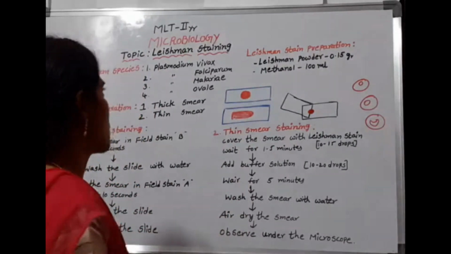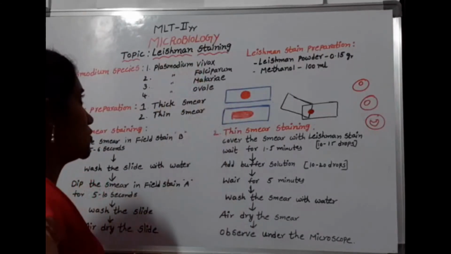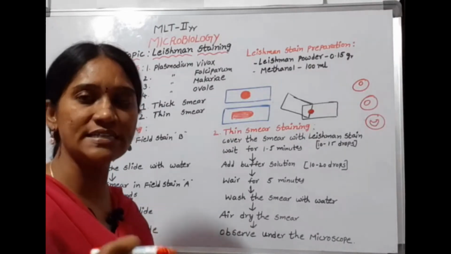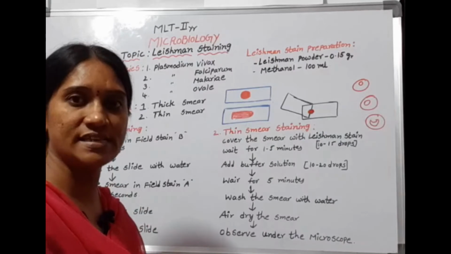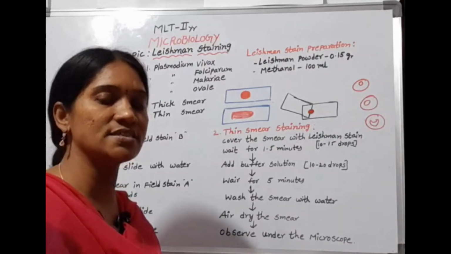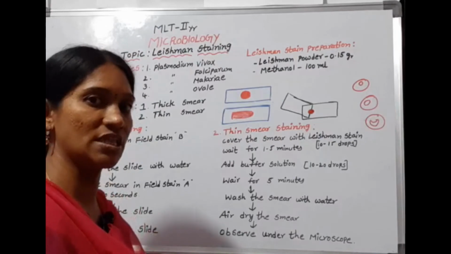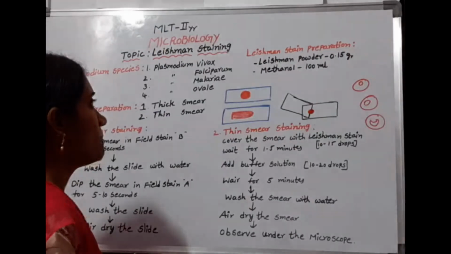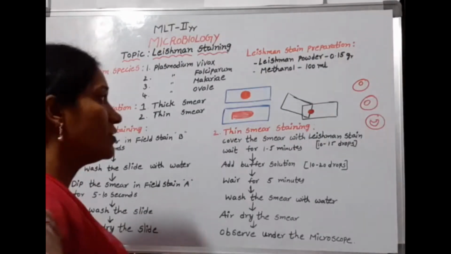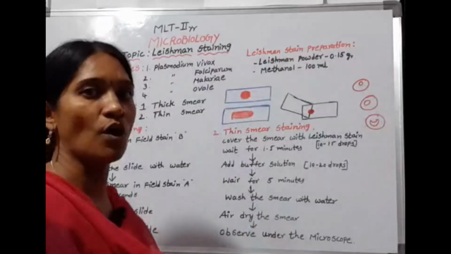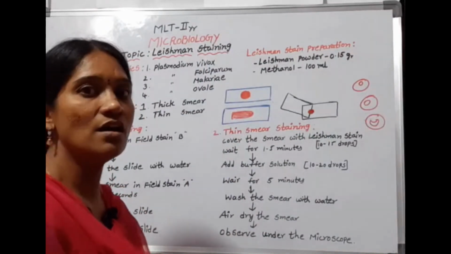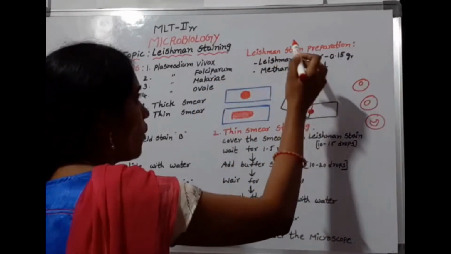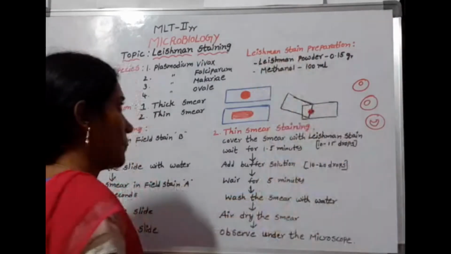The topic today is Leishman staining. Leishman staining is useful for the diagnosis of malaria. Malaria disease is caused by the Plasmodium species. The Plasmodium species include Plasmodium vivax, falciparum, malariae and ovale. The Leishman staining is a very important staining method for malarial diagnosis. For the Leishman stain preparation, Leishman powder is dissolved in 100 ml methanol.